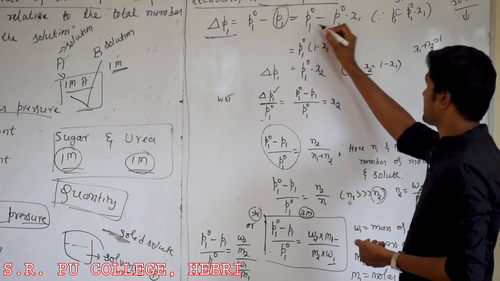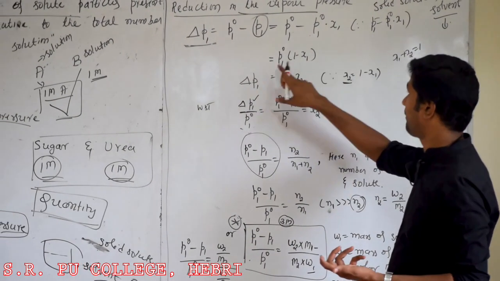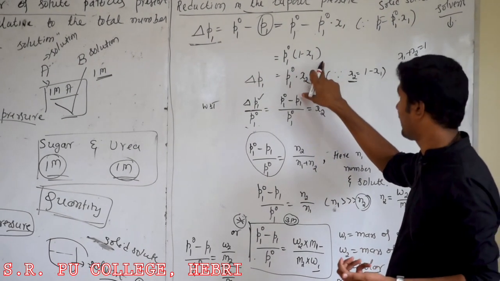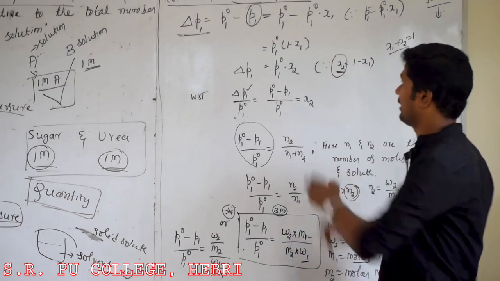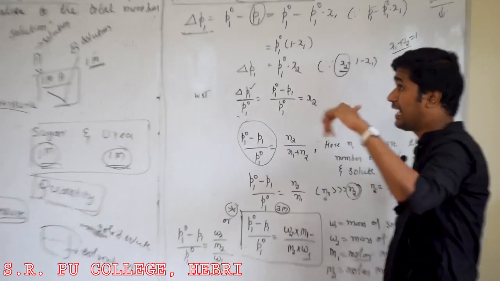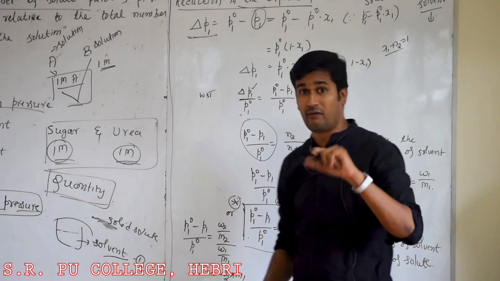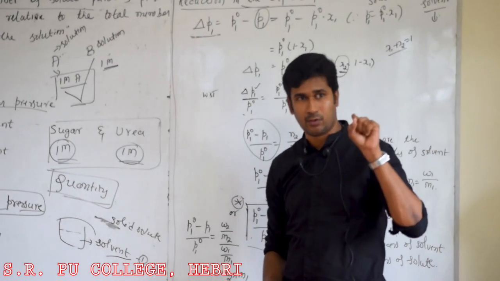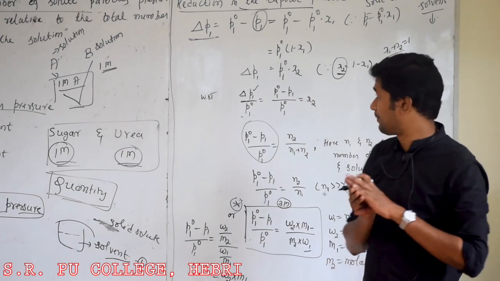Now, here P1 naught is common in both these terms. So you take P1 naught outside. What you will get? P1 naught into (1 minus X1). So what is 1 minus X1? That is equal to X2. I have written here. Now we will write relative lowering of vapor pressure. What is relative lowering of vapor pressure? It's the ratio of change in vapor pressure to the original vapor pressure.